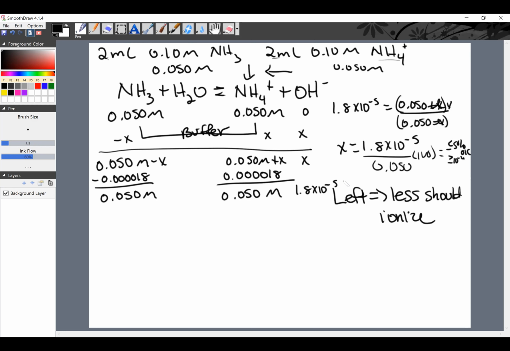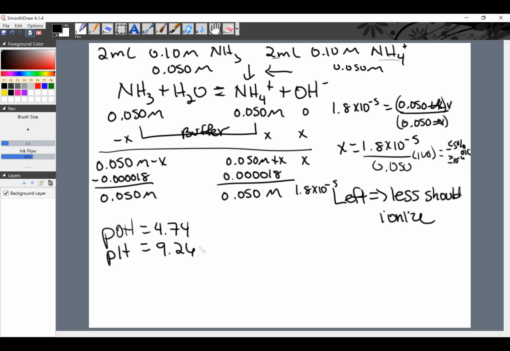So what's the pH? Oh, well, this I found a hydroxide. So the pOH is equal to 4.74. So the pH is equal to 9.26. Okay, so that's using the long way.